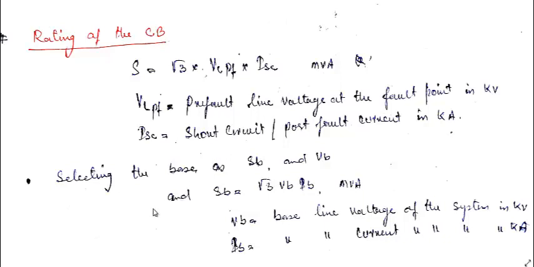So in per unit, we first select a base MVA, SB, and base kV, that is VB. So SB will be equal to √3 into VB into IB, where VB is the base line voltage of the system in kV, and this voltage will be the base voltage at that point, because we know that this voltage will change as per the transformer ratio. So we need to take this into our consideration. And IB is the base line current of the system in kiloamperes, exactly at the same point where we have to calculate the rating of the circuit breaker or total fault MVA of the system at that point.